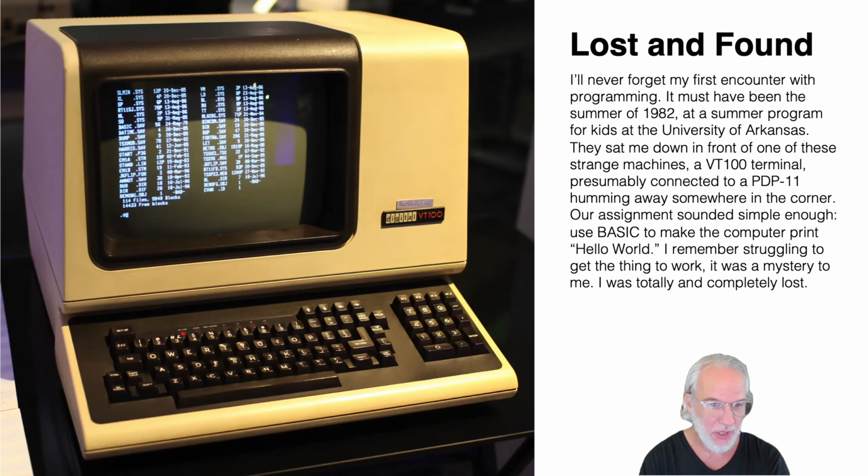This was the first machine that I learned to program on, if you can believe that, a VT100, and I learned BASIC on it at a summer camp at the University of Arkansas all the way back in 1982. And throughout the 80s, I had Commodores and IBMs and 386s and 486s, as well as all the different gaming systems. And I played around with Macs and Amigas and all different kinds of computers. I was a computer nerd.